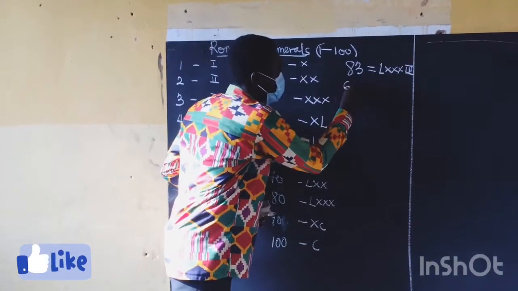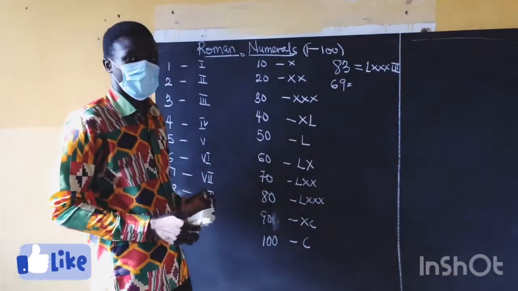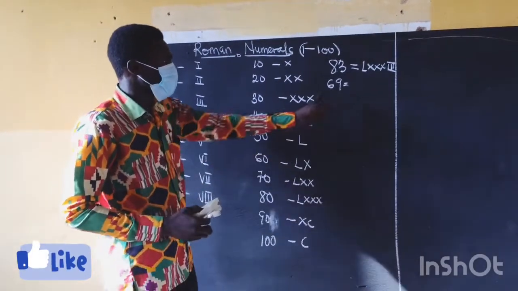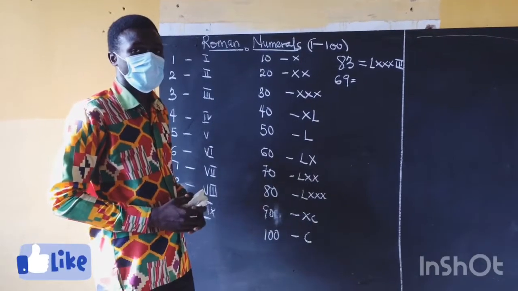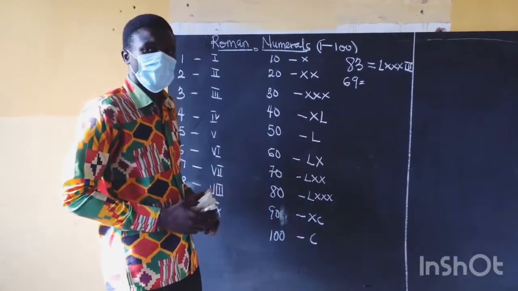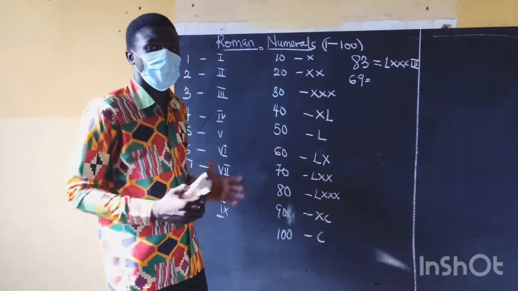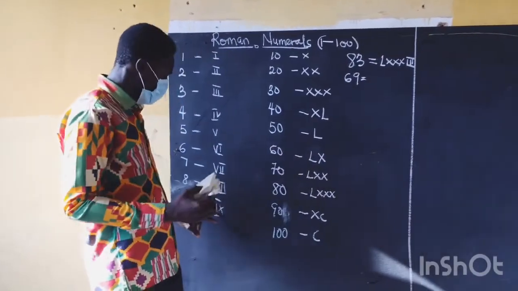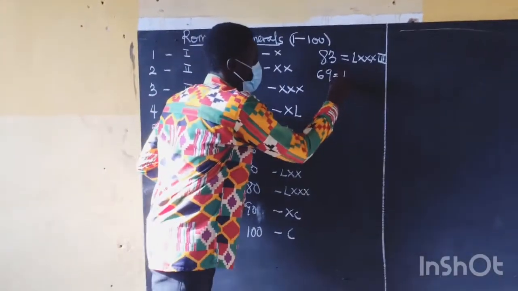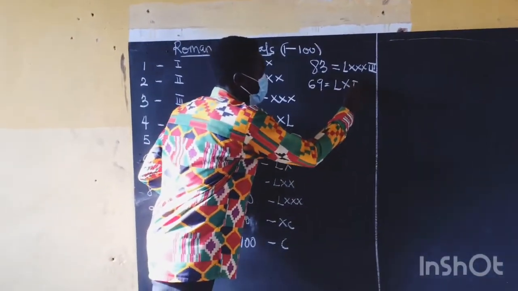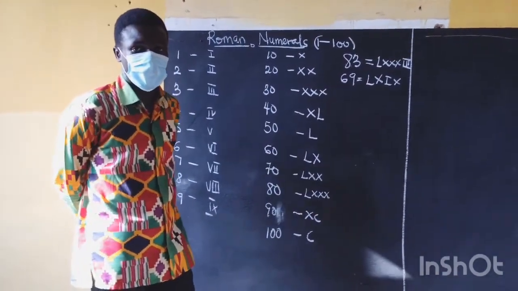What about 69? If I'm to write the Roman numeral for 69, what do I have to do? This 69 is made up of 60, and at the same time, it is made up of 9. So what's the Roman numeral for 60? From this chart, 60 stands for LX. What's the Roman numeral for 9? IX. So if I want the Roman numeral for 69, it will give me LXIX. And this is the Roman numeral for 69.